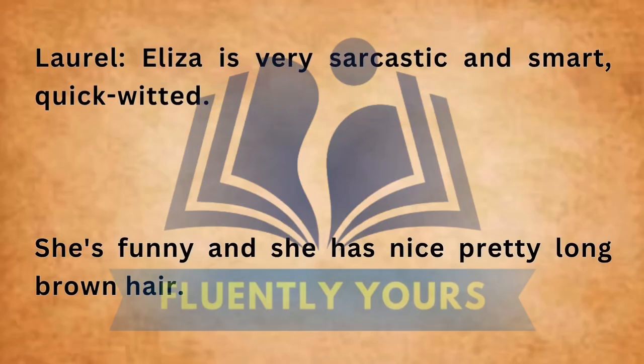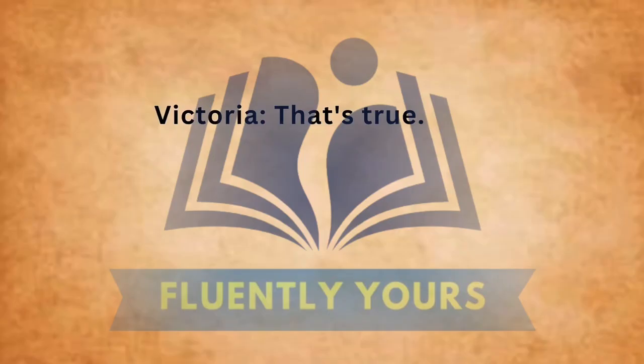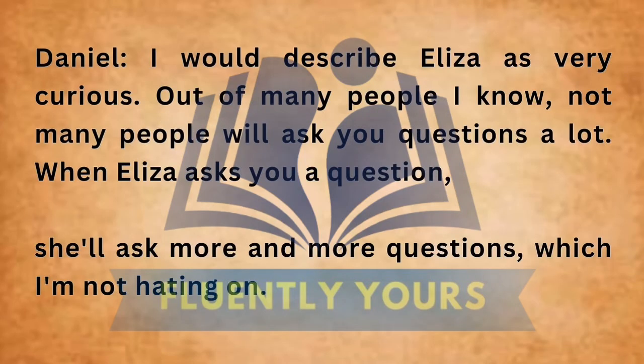Laurel: Eliza is very sarcastic and smart, quick-witted. She's funny, and she has nice, pretty long brown hair. Victoria: That's true.